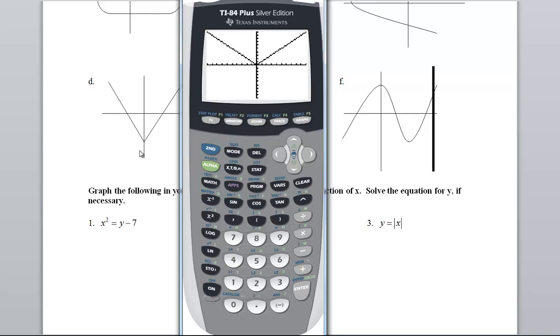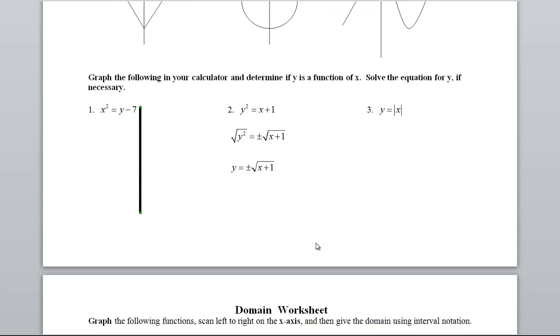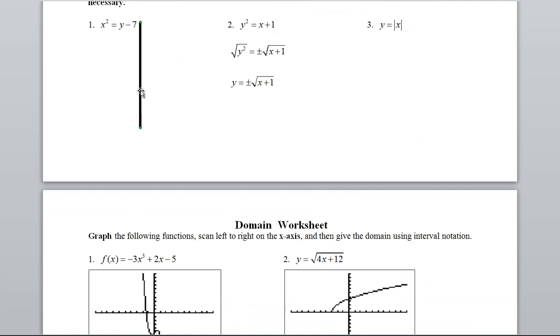It sort of looks similar to D, and if I use my vertical line test, if you'll notice, I can only hit it once. So number 1 and number 3 are functions, whereas number 2 is not. I've got to grab my line. We've got a little bit more to do, and I need this on the next page.